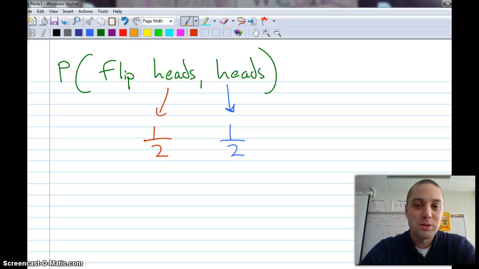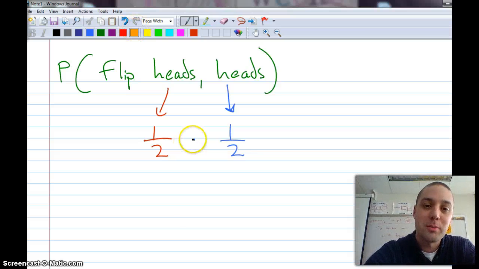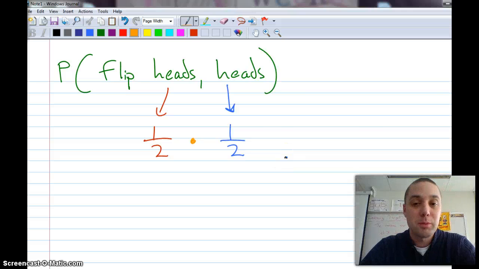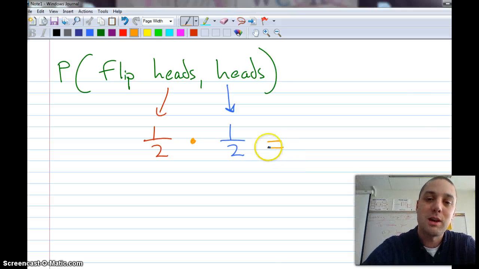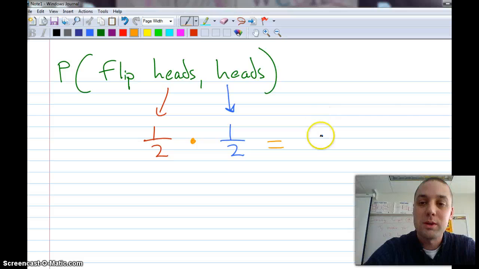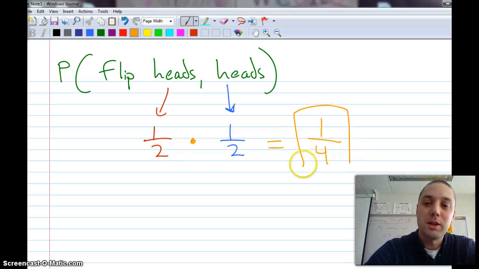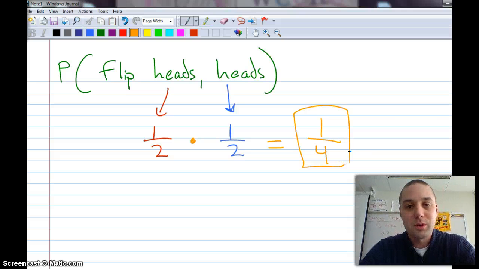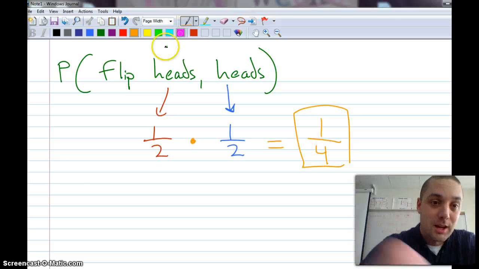If you've got independent events and you want to find the probability of both of those things happening, you multiply them together. So a half times a half, I go top times top. 1 times 1 is 1. 2 times 2 is 4. So the probability that I'd flip heads twice in a row is 1/4. That's it. Let's go another example.